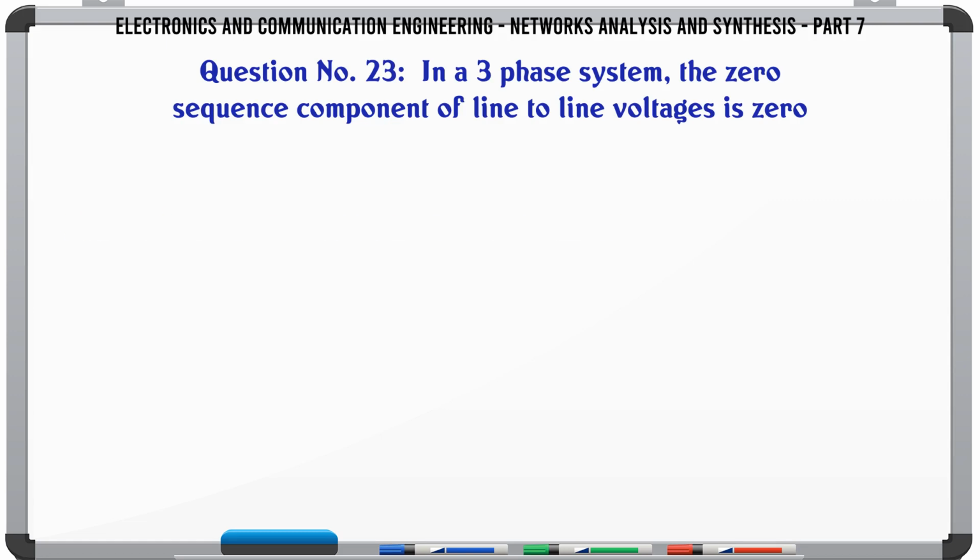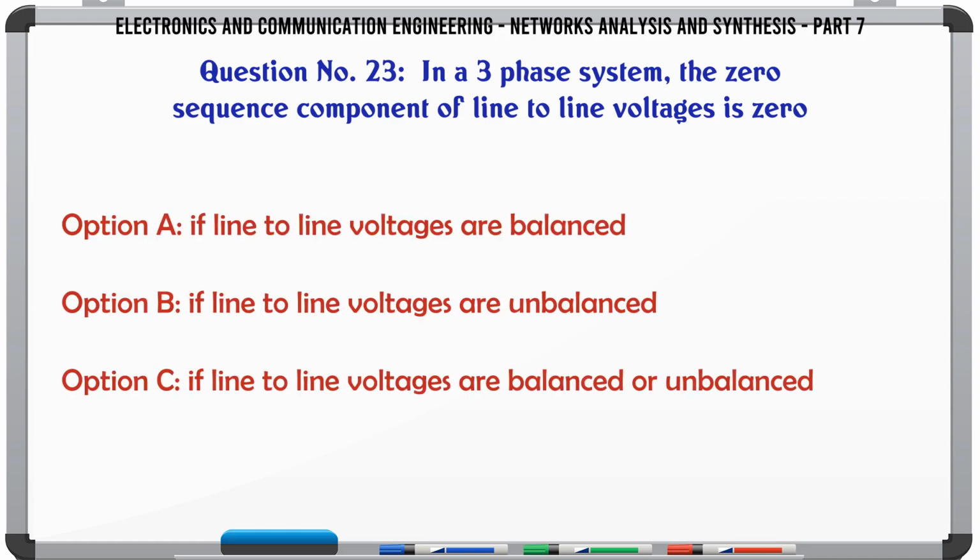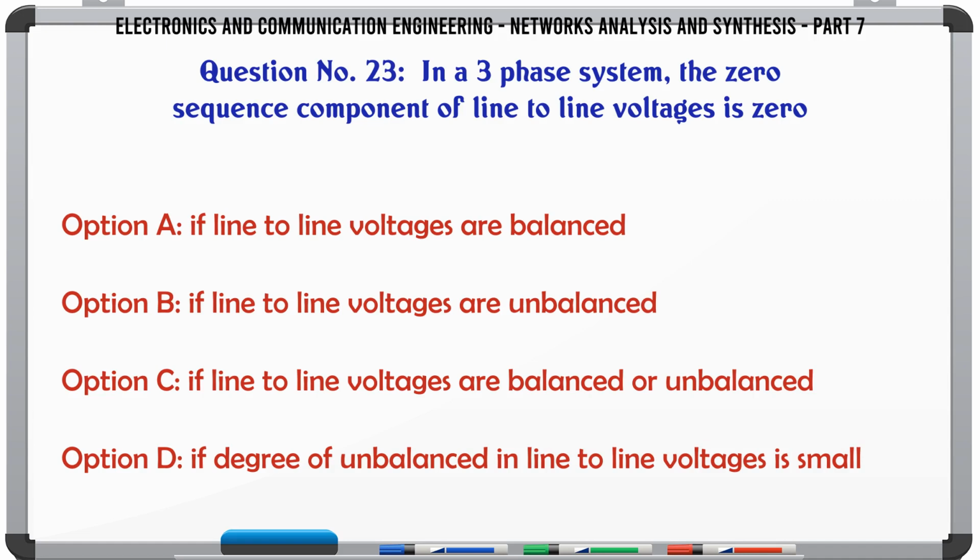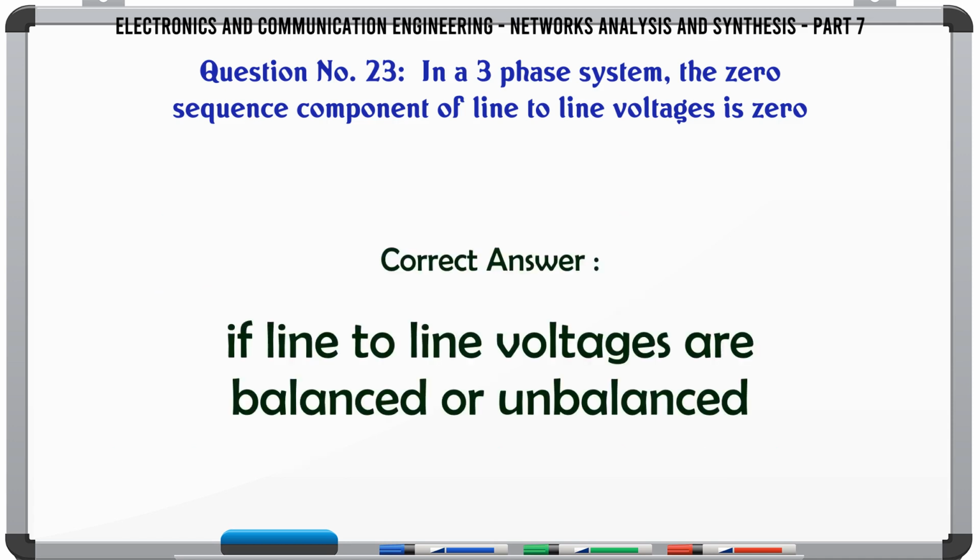In a three-phase system, the zero sequence component of line-to-line voltages is 0. A if line-to-line voltages are balanced. B if line-to-line voltages are unbalanced. C if line-to-line voltages are balanced or unbalanced. D if degree of unbalance in line-to-line voltages is small. The correct answer is if line-to-line voltages are balanced or unbalanced.